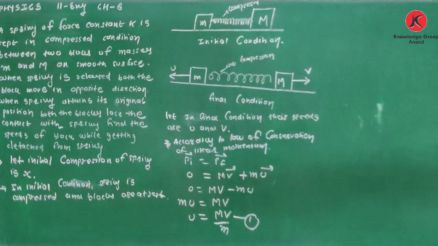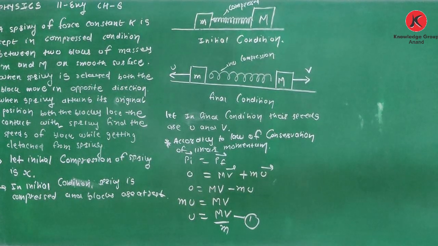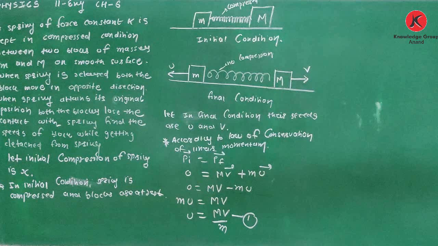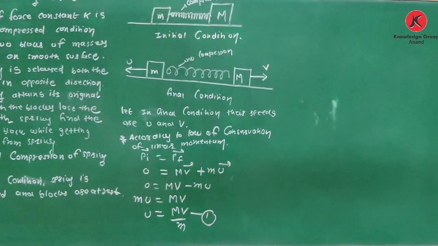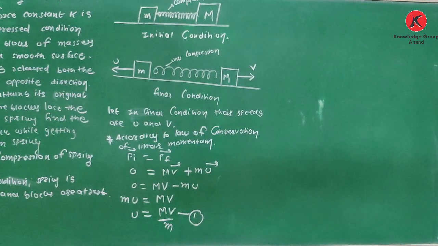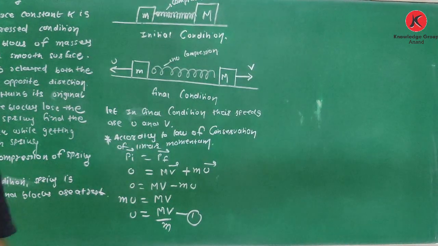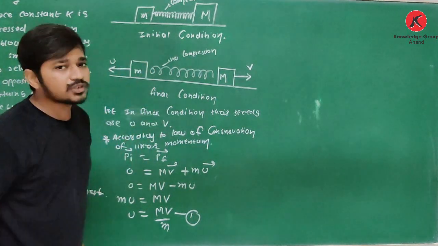Now, we have to find the speed after the spring is released. So yes, first equation according to the law of conservation of momentum. Now how to obtain the second equation? How to find this u and v? Then we will apply the law of conservation of energy.